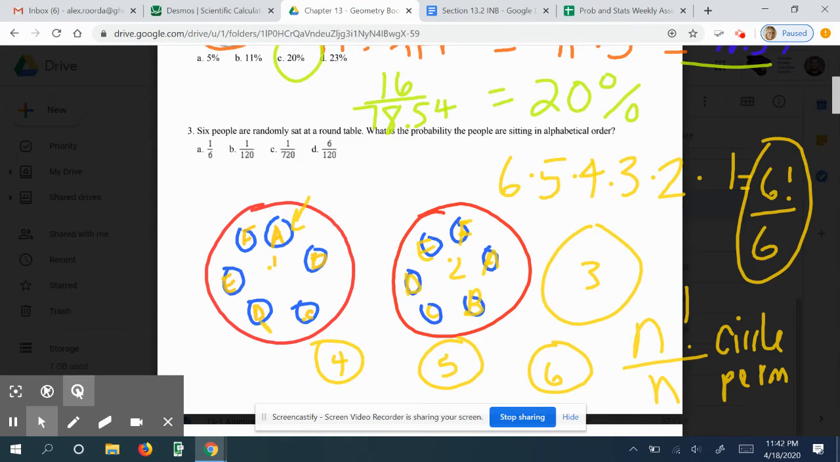So I go back here, and the chance of it would be 1 out of 120 because we've taken into account all 6 ways it could happen. So 1 out of 120 different ways. Okay.